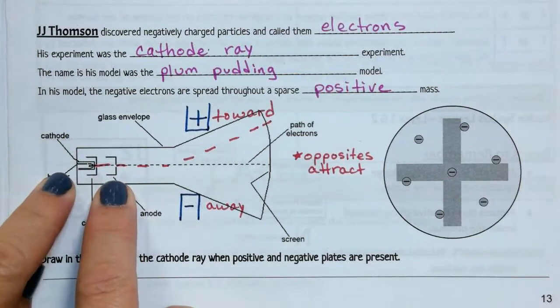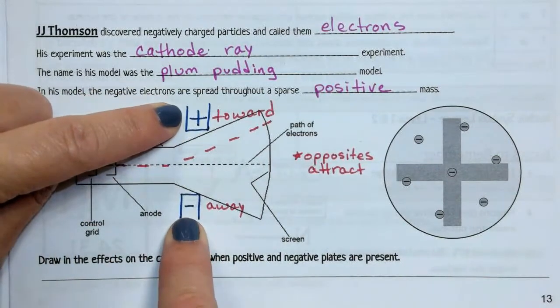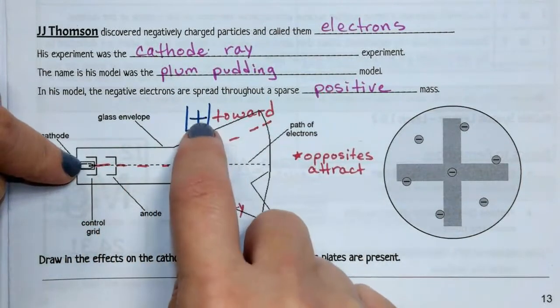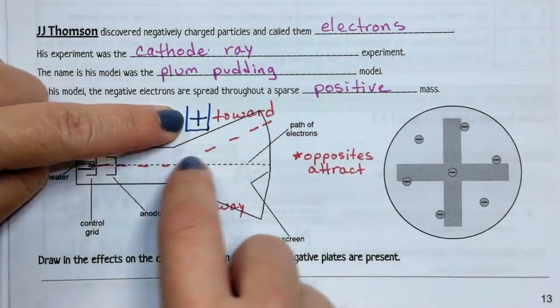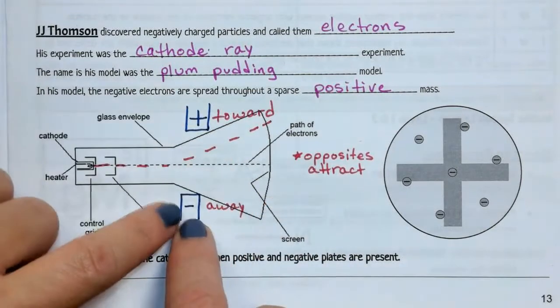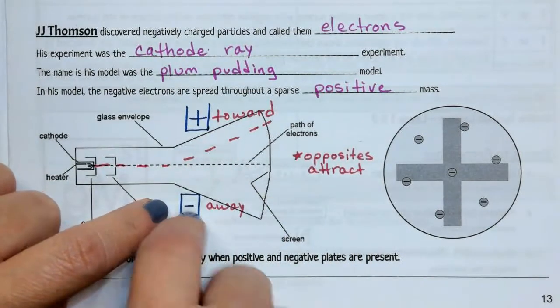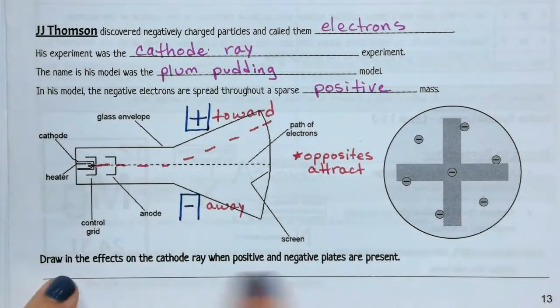In his cathode ray experiment, he brought magnets near the cathode ray and then the ray bent toward the positive plate. That's because it was attracted to the positive plate but repelled by the negative. Opposites attract, right? So repelled, attracted, towards, okay? And this is the effects.